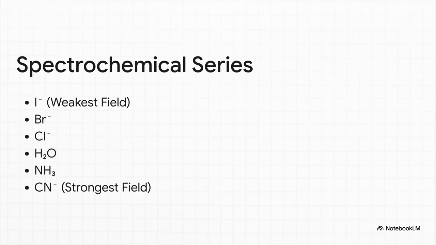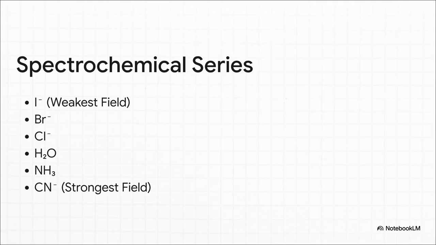Well, it all depends on the ligand. Chemists have actually tested this out and ranked ligands based on how big of a split they cause. It's called the spectrochemical series. It's like a cheat sheet. On one end, you have weak field ligands like iodide, which cause a tiny split and lead to high-spin complexes. On the other extreme, you have super strong field ligands like cyanide, which cause a massive split and always favor low spin.